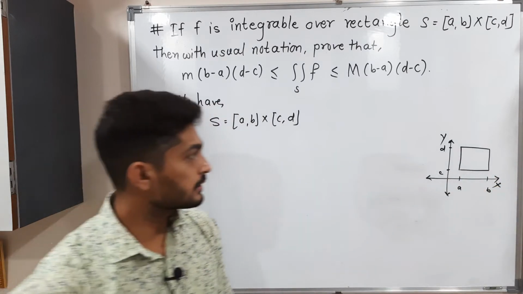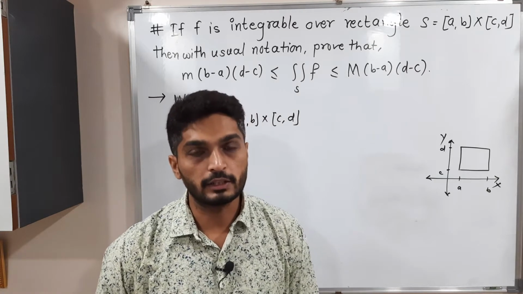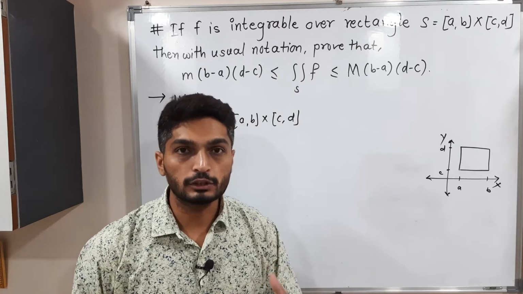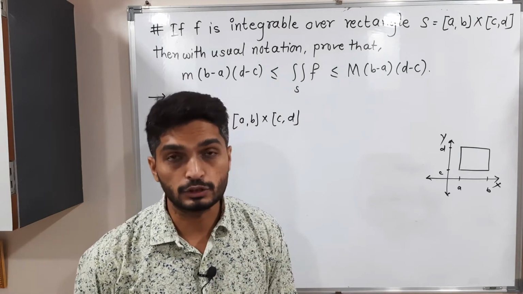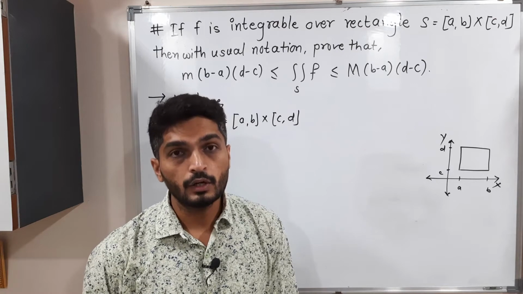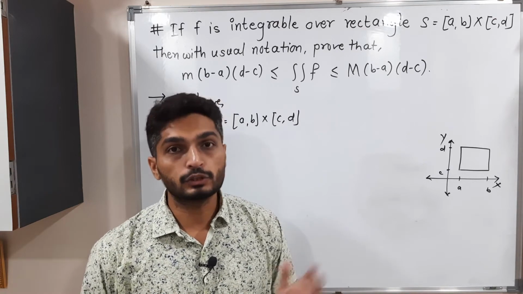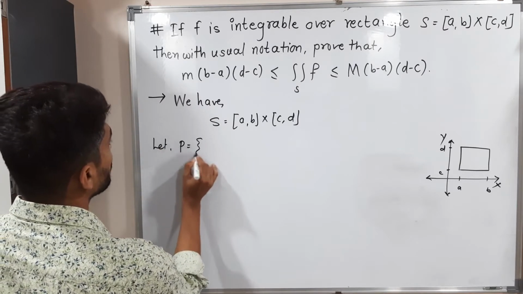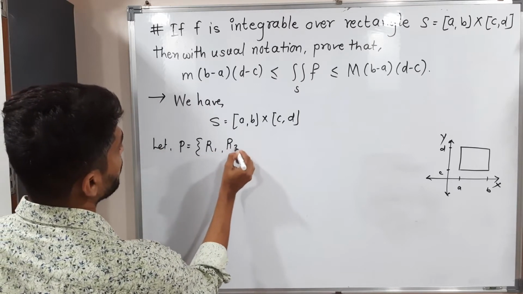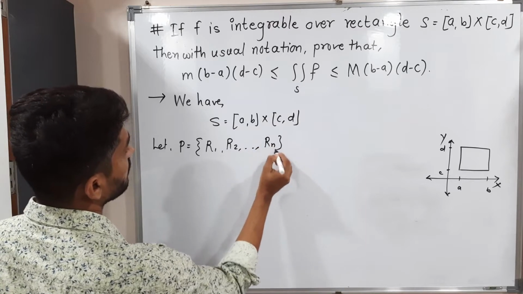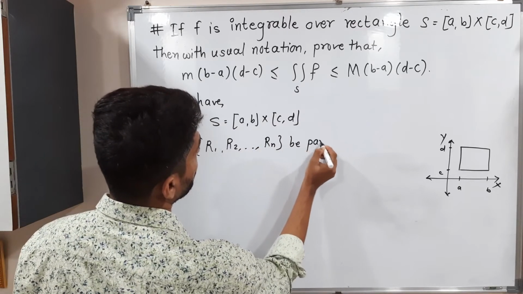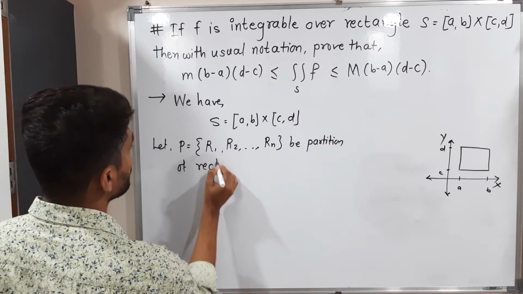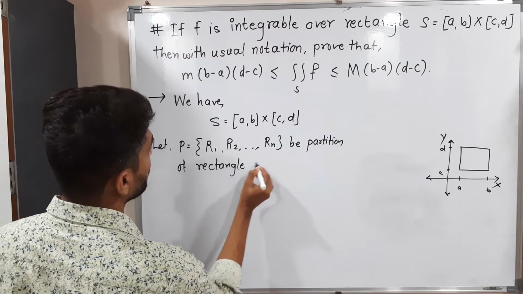After that, this is a result of Riemann integration. It's not exactly Riemann integration, but the concept is parallel to Riemann integration, since we are discussing double integration. What we do is take a partition of this rectangle. So let P equal R1, R2, and so on up to Rn be a partition of rectangle S.